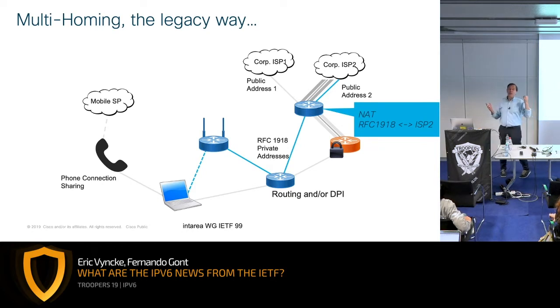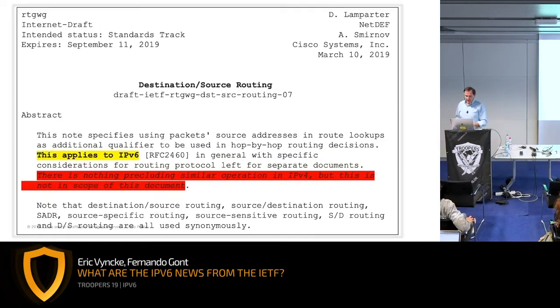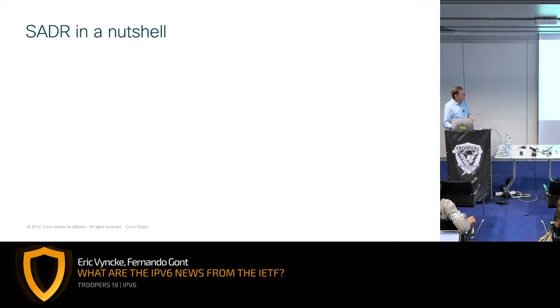Otherwise, if you have multiple prefixes in v6, you can, for instance, use the address from here and exit there, hoping that you are not anti-spoofed by this one, and traffic may come back by this way, and all your firewalls and stateful devices are lost because there is no state. So we need to find a way. And one way is what we call destination and source routing, or source address dependent routing. What is this?